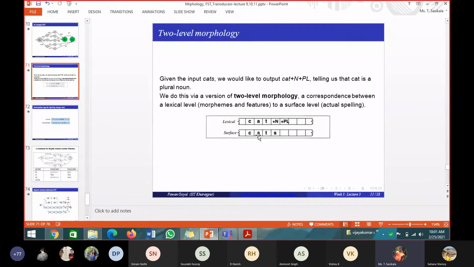If I give a word called fox, now you tell me. If I give a word called cat, you can tell it is cats. You can tell cat plus noun plus plural. Cat will give cats, yes or no? Yes. If I take a word called fox, what is the plural? I am asking about normal English only, right, students? Fox, what is the plural form?